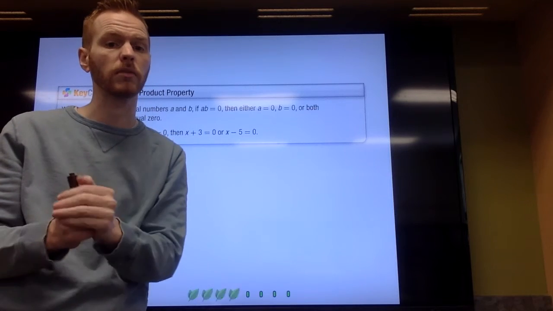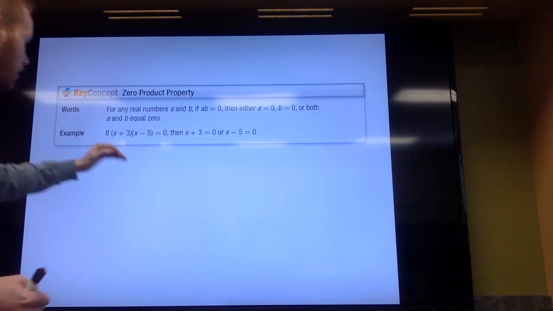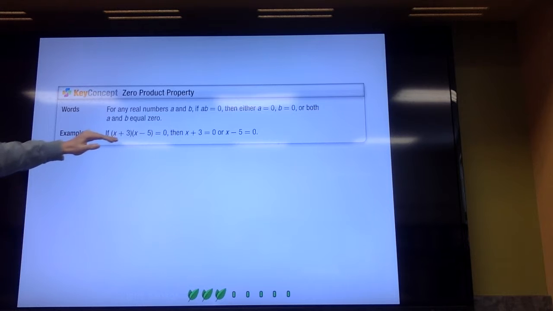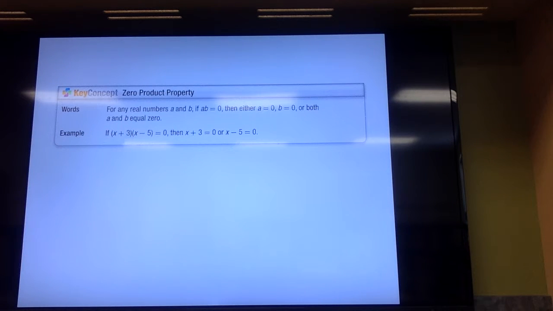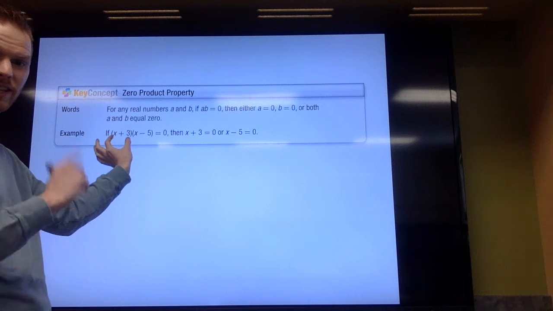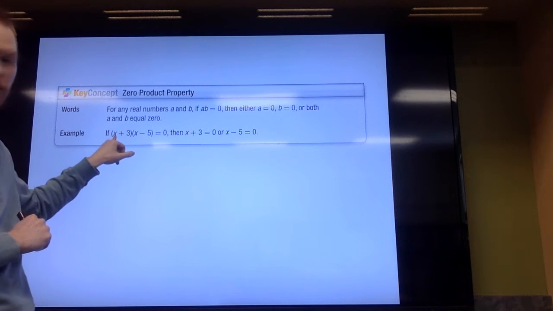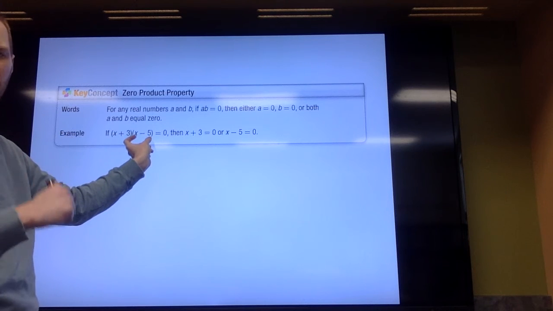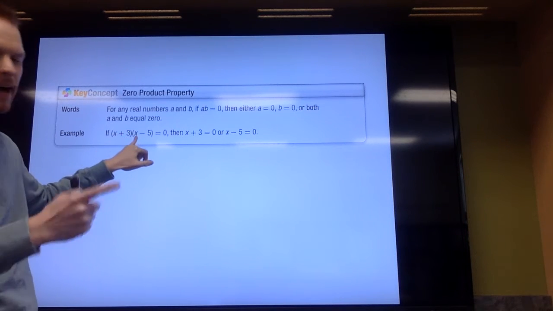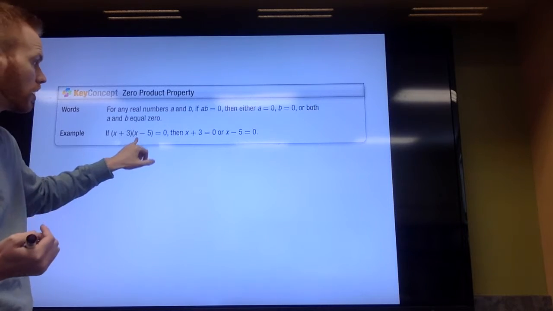Let's expand upon that. Instead of looking at a single number, let's look at an expression. This first one is x plus 3. This second binomial is x minus 5. When I multiply these two, I get 0. What numbers, if I plug them in, will give me that? Well, either this part is going to give me 0, which would be a negative 3, right? Or this part has to be 0, which for that to happen, I have to have 5, right?